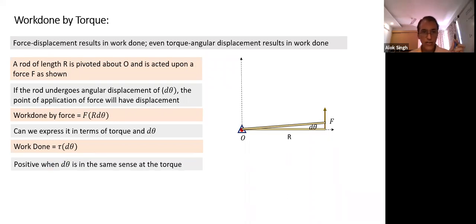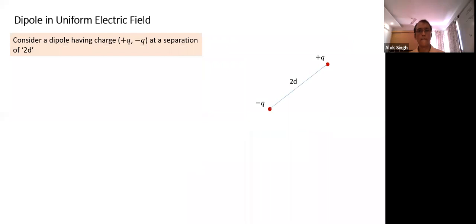Work done is positive when d theta is in the same sense as the torque. If the torque is clockwise and displacement is also clockwise, work done is positive. If torque is applied in the clockwise direction but displacement is in the opposite direction, because some other torque might also be acting, then work done is negative. Work done is positive when torque and angular displacement are in the same sense, and negative when they are in the opposite sense. Okay.